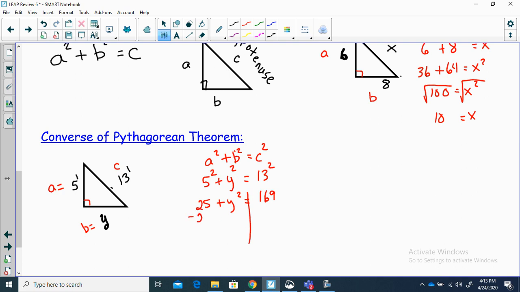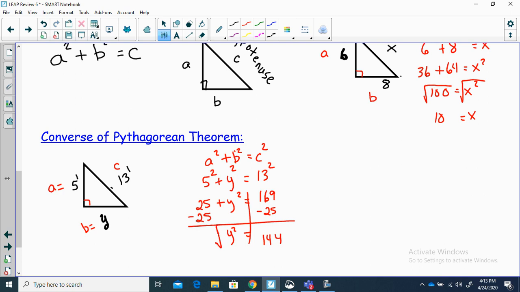We're going to subtract the 25 from each side. And Y squared is going to be 169 minus 25. If you subtract that, 9 minus 5 is 4. 16 minus 2 is 14. Y squared is equal to 144, but I don't want Y squared, I want Y.